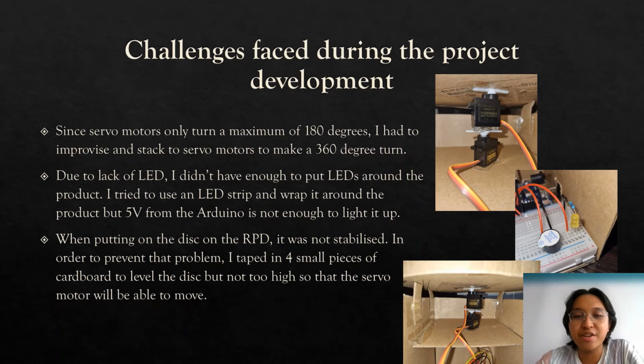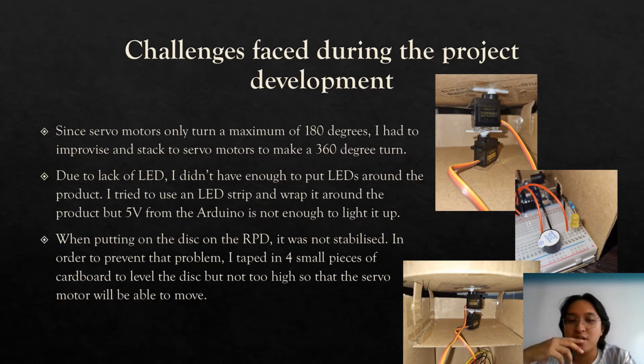The challenges that I faced during this product development is that I only had servo motors. I didn't have a DC motor. So basically, servo motors only move 180 degrees, and I had to stack them up so that it will turn in a 360-degree turn. Due to the lack of LED supply, I didn't have enough LEDs to put around the product because I planned to put the LEDs around the RPD disc. So I did buy LED strips, but 5 volts from the Arduino is not enough to light them up.